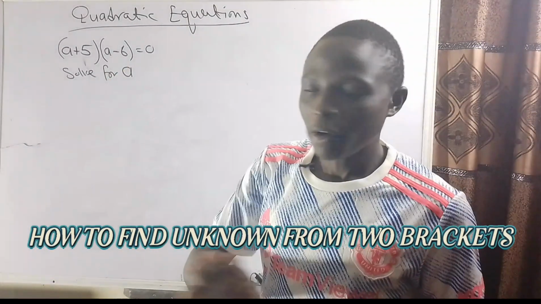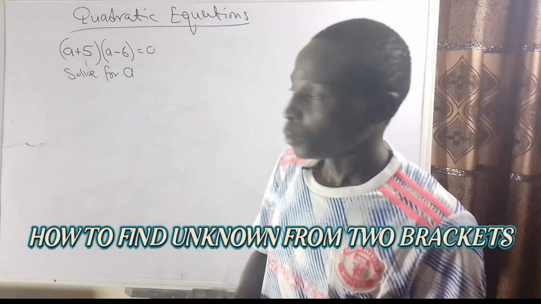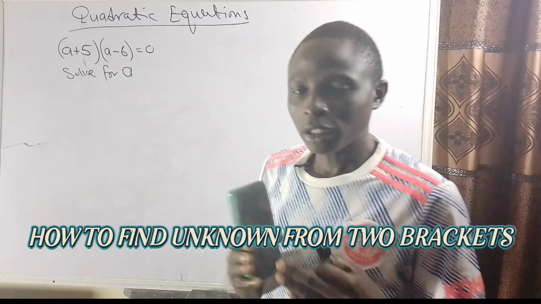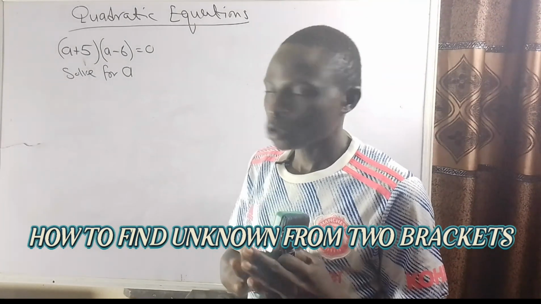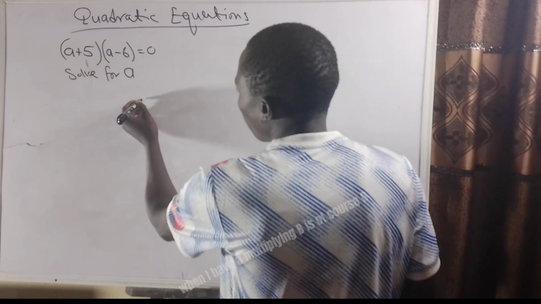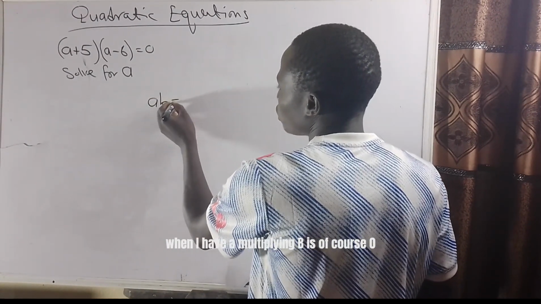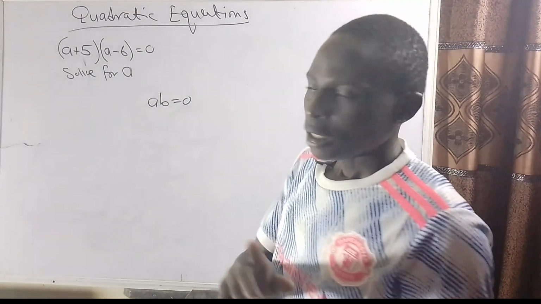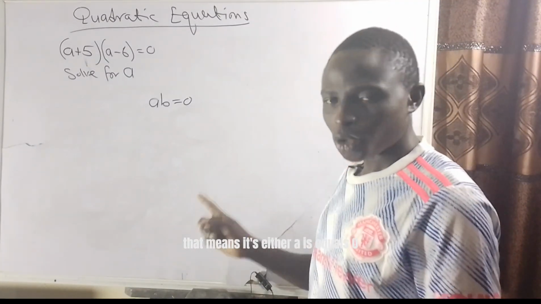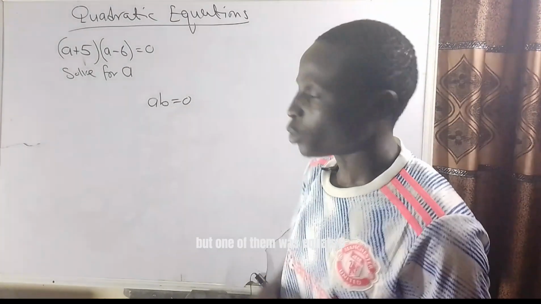Let's see how we can provide a solution to A in this equation. But before then, I would like to remind us of something: when I have A multiplying B is equal to 0, that means it's either A is equal to 0 or B is equal to 0, but one of them must be equal to 0.